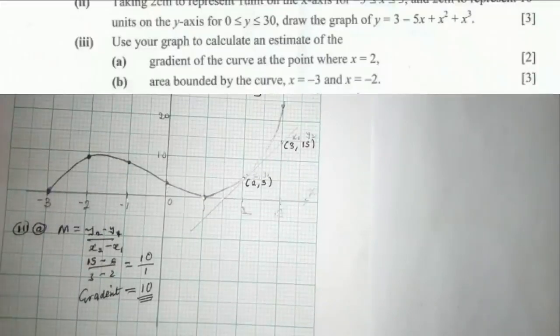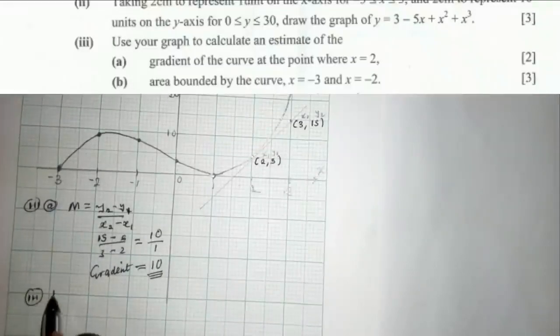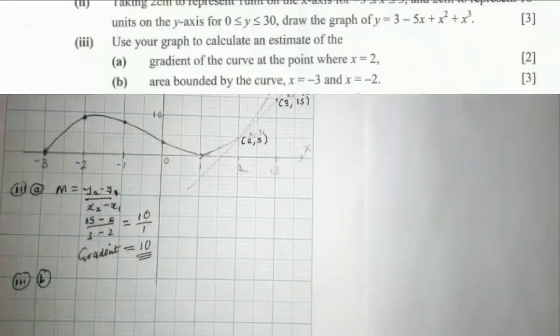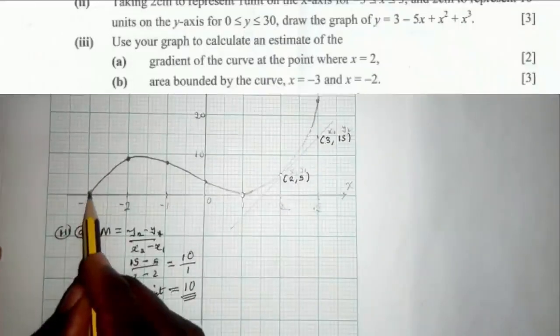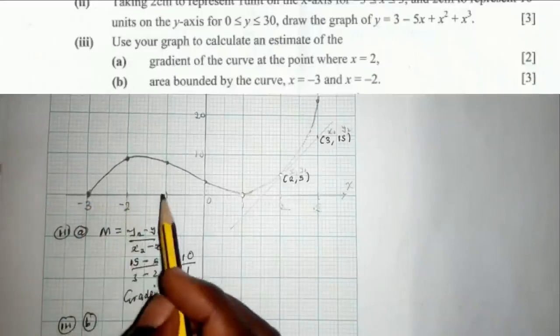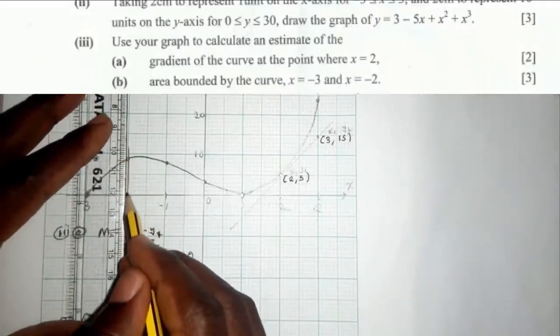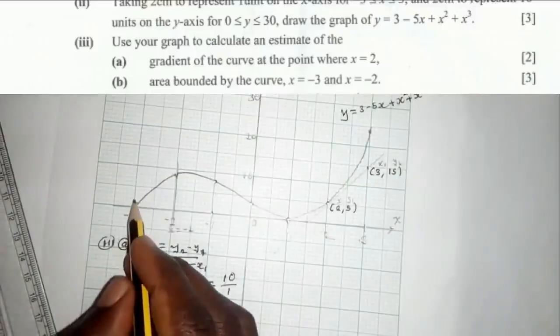So the next thing will be question 3b. On question 3b, they have said the area bounded by the curve, x is equal to -3 and x is equal to -2. So what you do, you go to where the curve is. So x is equal to -3 is here, and x is equal to -2 is here. So you can make a line here. You can draw your line, which is x is equal to -2. And then x is equal to -3 is here.